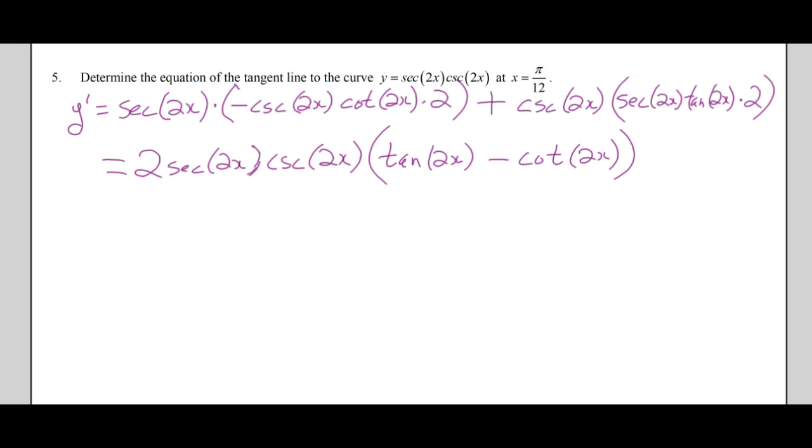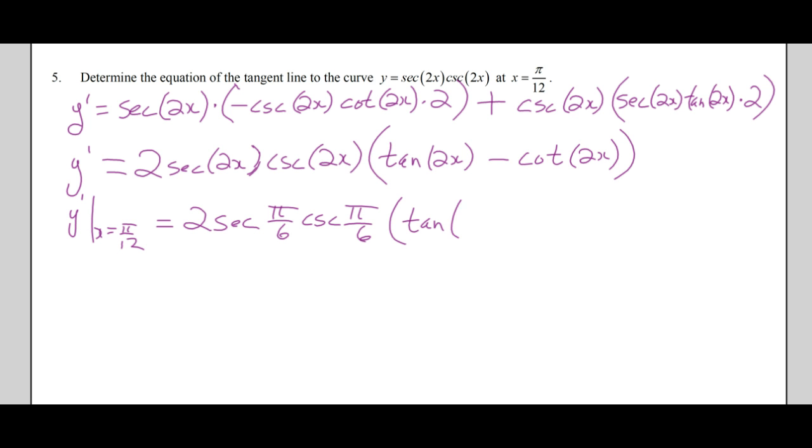So we want that at pi, oh God, pi over 12. Oh, but they're all 2x's. Thank God. Okay, so we want that at pi over 12, right? I mean, there's no point worrying about any further simplification. So x equals pi over 12. So it's 2 secant pi over 6, cosecant pi over 6, tangent minus cotangent.